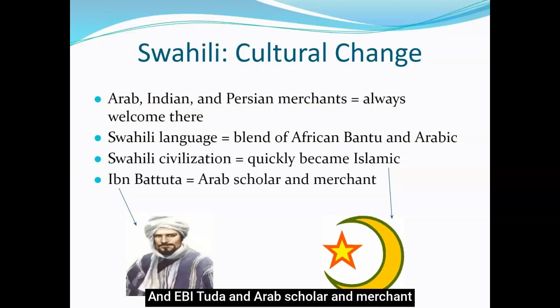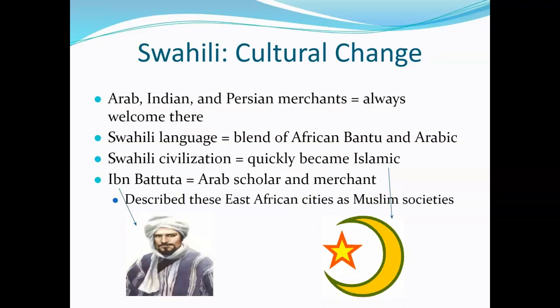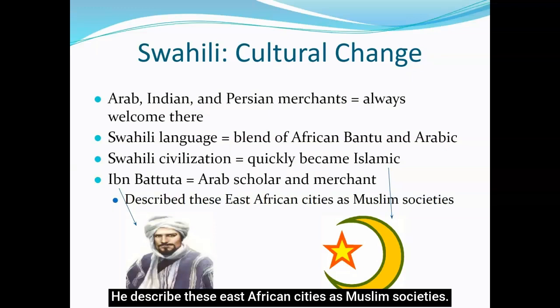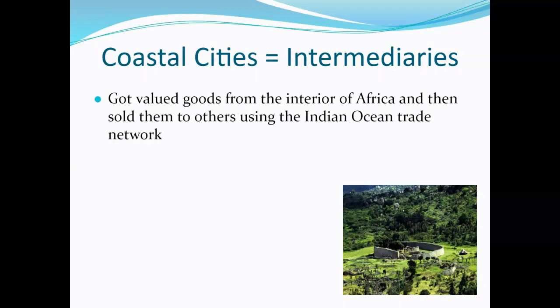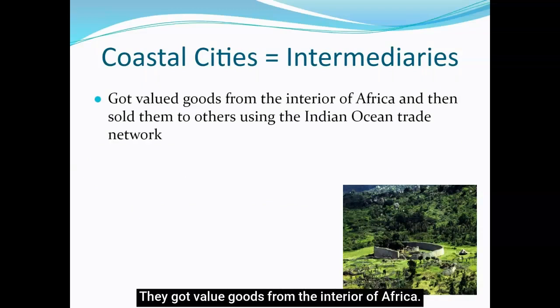And Ibn Battuta, an Arab scholar and merchant, visited locations in East Africa on his journey. He described these East African cities as Muslim societies. Coastal cities are also known as intermediaries. They got valued goods from the interior of Africa, so places that were not on the border, and then sold them to others using the Indian Ocean trade route.